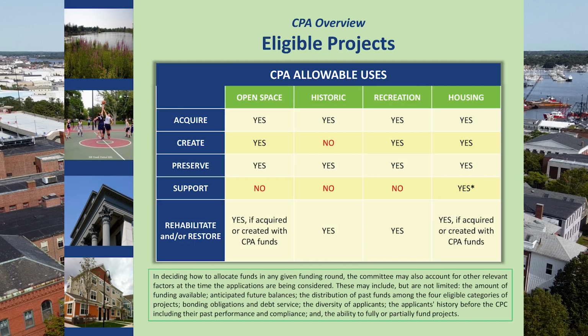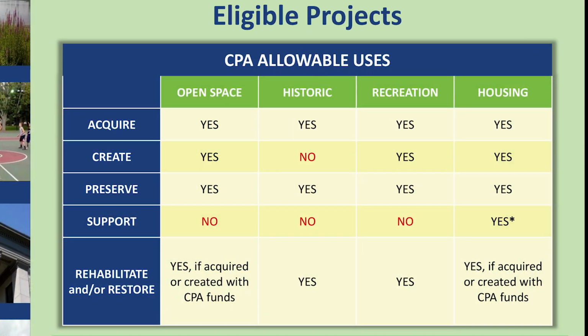So let's talk about projects. I'm sure you all have ideas for your projects about what you want to do and how you want to spend CPA money in our community. The Department of Revenue created this fantastic allowable uses chart. You have all these action verbs over here and then the categories across here. So when you're thinking about your project, you just sort of ask, does my project preserve a historic resource? Yes, fantastic, it's going to be eligible. This is the chart that we use in step 1 to determine if your project is eligible or not.